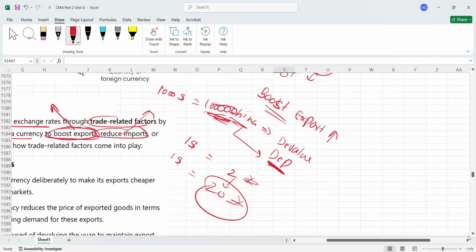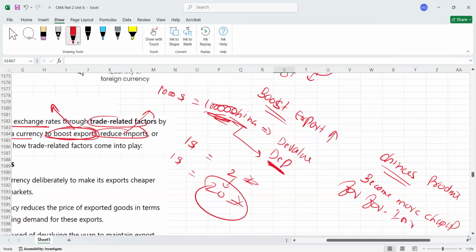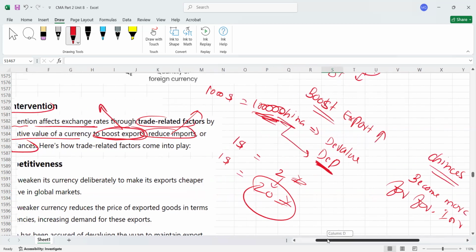Chinese products will become cheaper due to the depreciation of the Chinese currency. Will it become more economical or cheaper? For whom? For foreign investors. Understood? Because due to devaluing, they will bring their small amount of currency and it will become a huge amount of currency in China. Okay, so this is the point here.